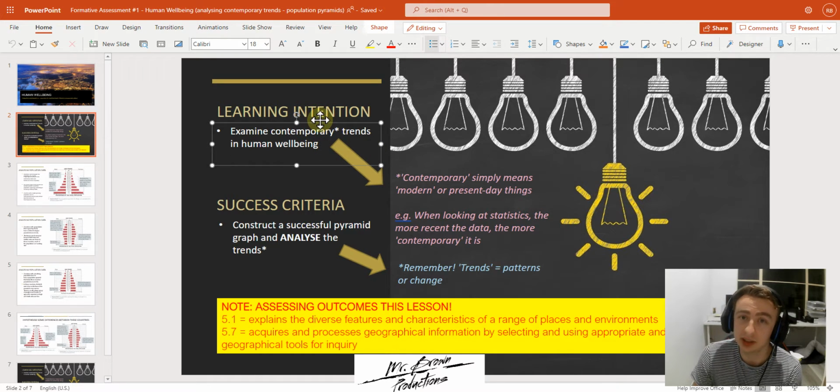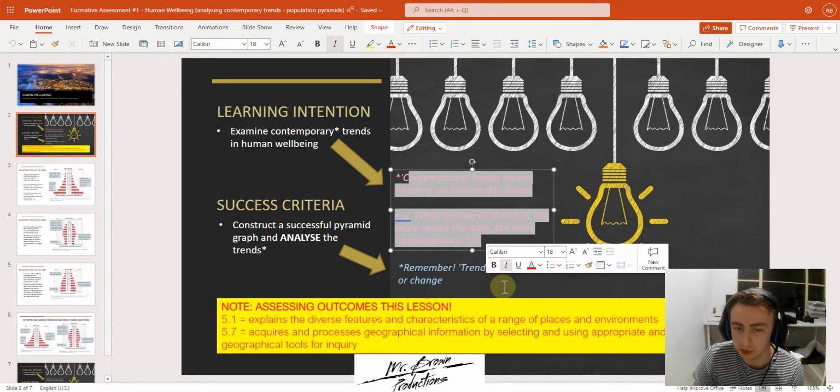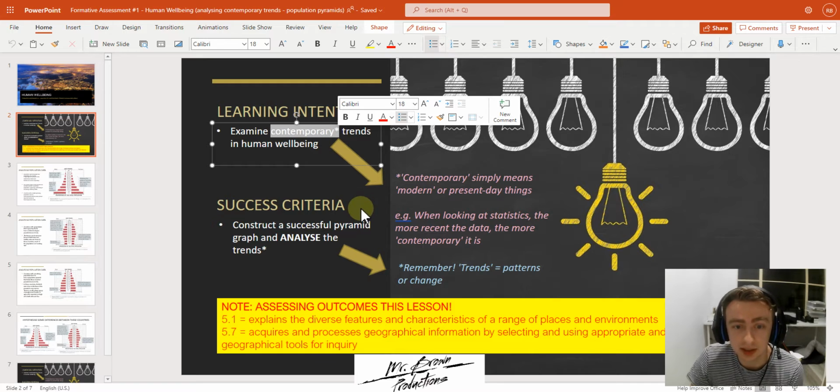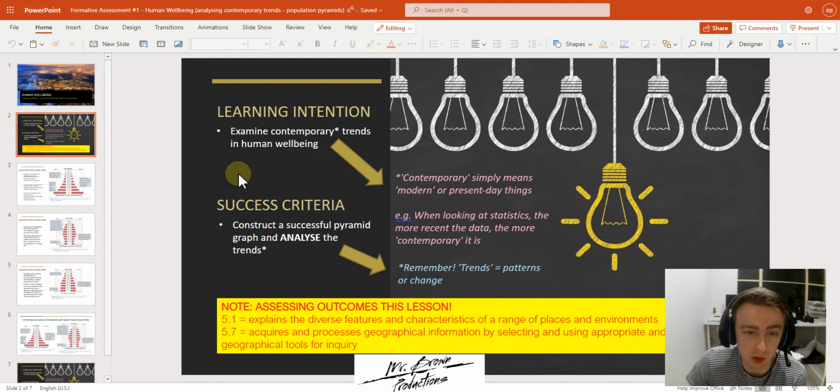Now I want to break down that word contemporary. Again, you don't need to write this, it's optional if you would like. The main thing I want you to get down is the learning intention and success criteria. But just so we know what we're writing about, contemporary simply means something that's modern or in the present day. When we're asking for contemporary trends in human well-being, we know trends are things like data. When we're looking at statistics, the more recent the data, the more contemporary it is. So we're wanting to examine current trends in human well-being, in other words. What are the main modern day trends, probably within the last 2 or 3 years, that we're seeing in human well-being in Australia?